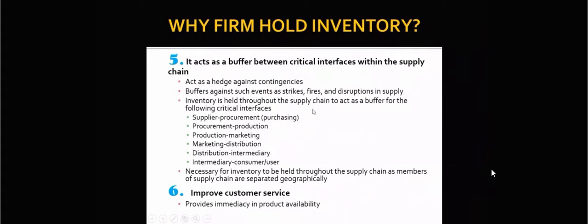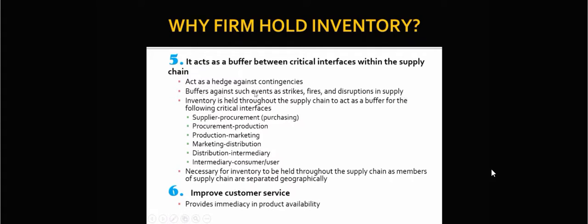So sekarang ni kalau awak tengok macam kat Kedah sekarang ni cuaca tak menentu. Hujung tahun ni biasanya musim tengkujuh ya. Musim tengkujuh ni banyaklah orang nak mula stokkan barang makan. Sebab apa? Kita tak tahu. Mungkin akan berlaku banjir, mungkin akan berlaku hujan yang kerap. Okey, jadi supply barang makan mungkin kurang. Jadi inilah antara cabaran kita. Buffers against such events such as strikes, fires, and disruptions in supply.